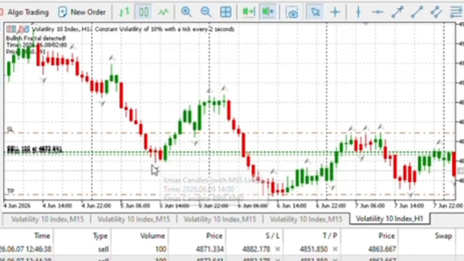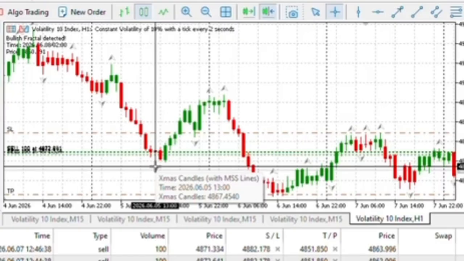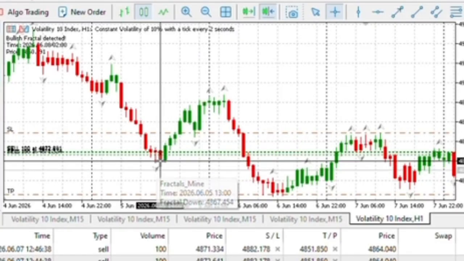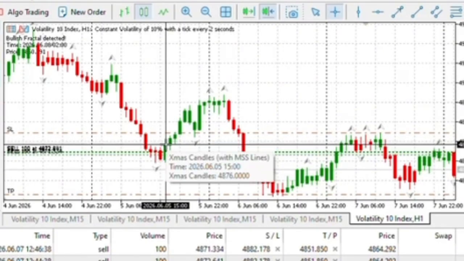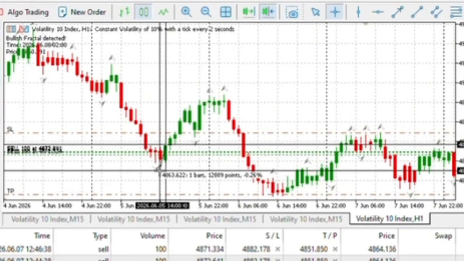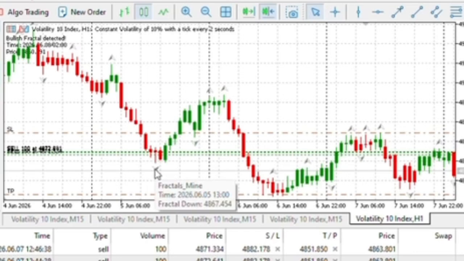So this fractal will not draw at this particular candle. It will draw after these two candles have already completed. So from here, you will see it appear here when the market is already here. So you have a 3 candles gap. Okay, but it depends on the period that you're using.